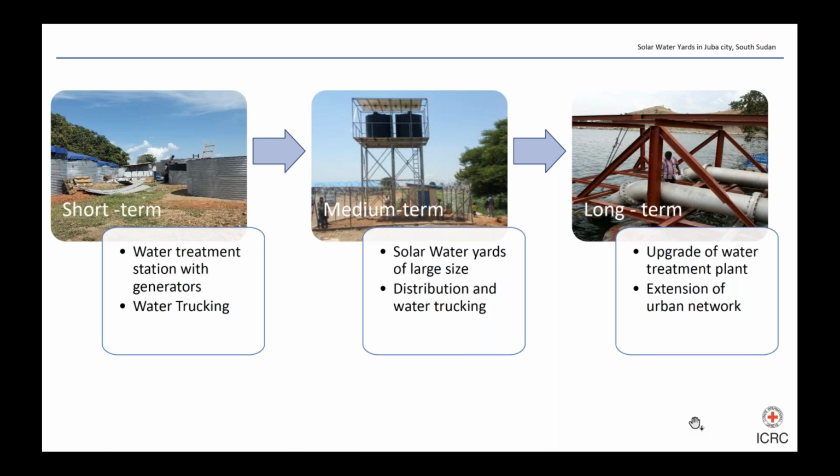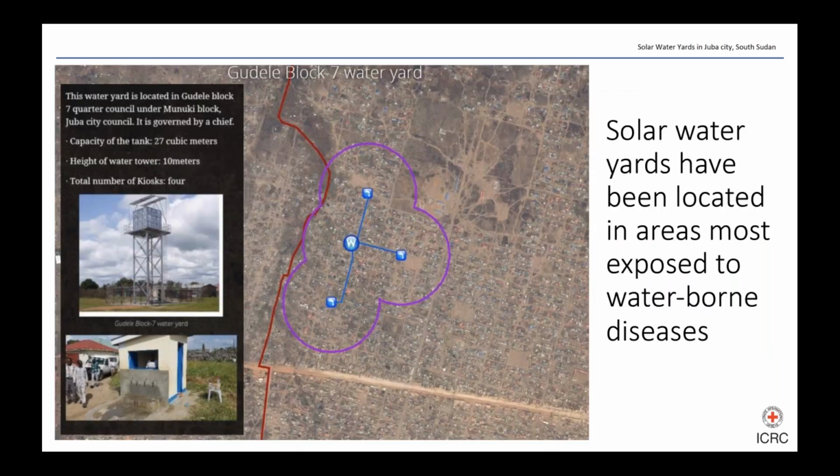In terms of the medium and long-term solutions, sustainability of operations is important, and we'll see in the next slide how solar power is key for communities to be able to organize themselves and afford the maintenance costs. In 2019, 3 boreholes drilled by the ICRC during the cholera outbreak, with a yield greater than 5 cubic meters per hour, were upgraded from a hand pump to a large solar water yard.